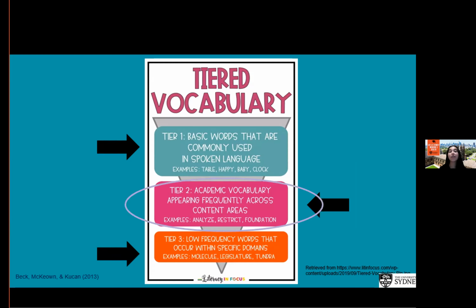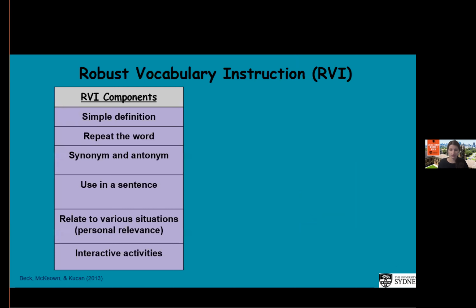In fact, there is a strong body of research to suggest that explicitly teaching Tier 2 vocabulary greatly benefits a student's oral vocabulary, reading comprehension, and writing. There are different word lists of Tier 2 vocabulary for each grade, and we will provide this as a resource at the end of the presentation. So how should vocabulary be taught?